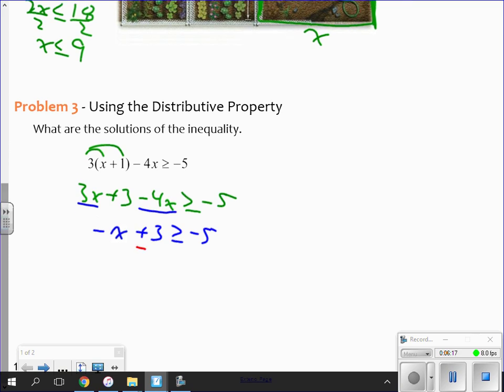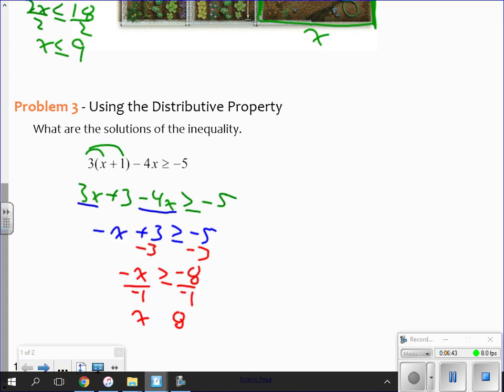Subtract 3 from both sides. Negative x is greater than or equal to negative 8. But I don't want negative x. I want positive x. How do I get positive x? Divide by negative 1. Or in this case, I could multiply both sides by negative 1. It's the same basic thing. Divide by negative 1, and I get x and 8.